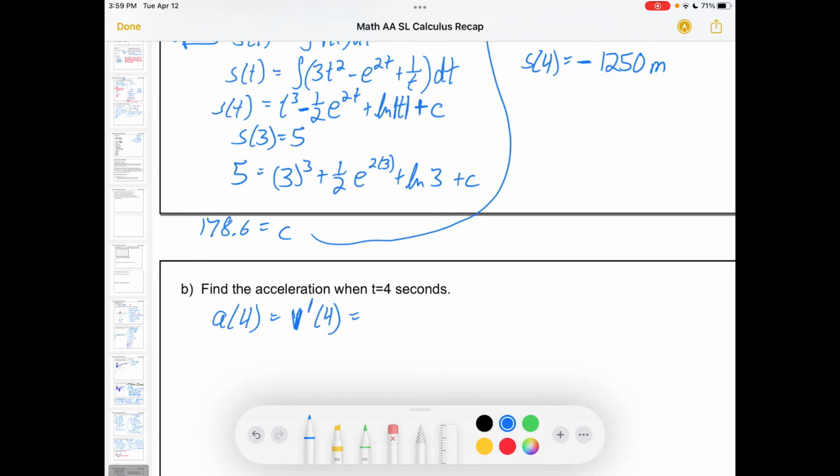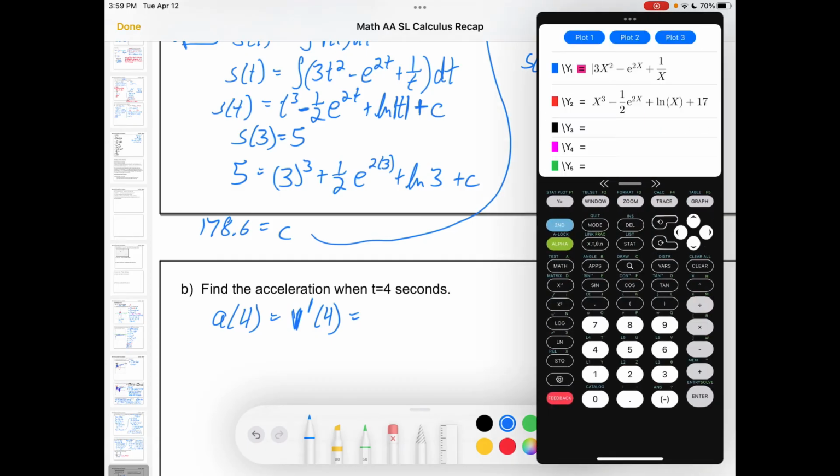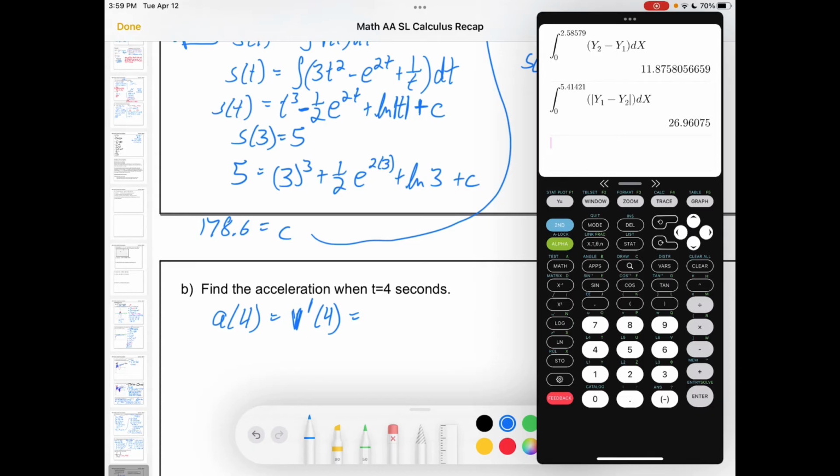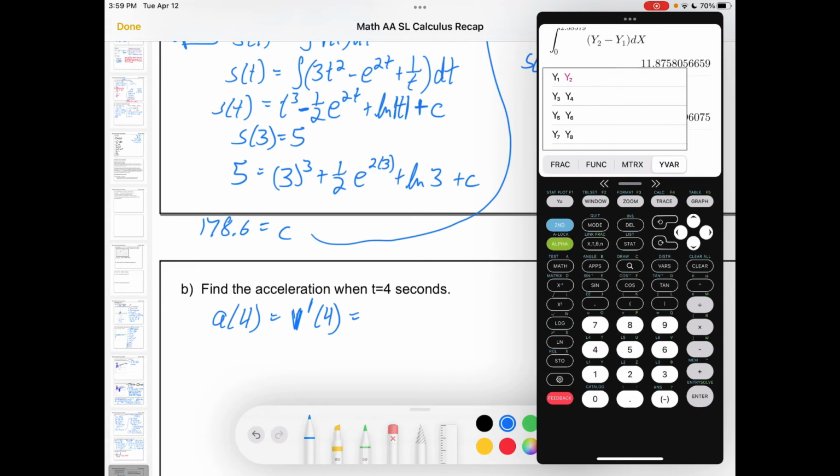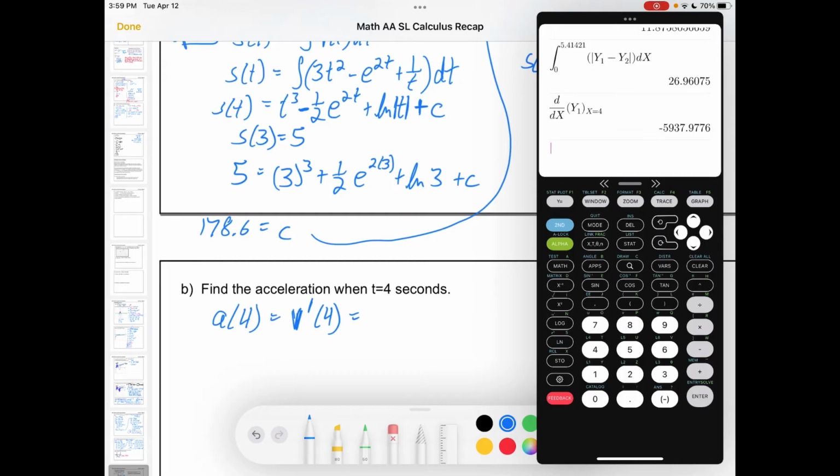So we're looking for v prime at 4. And we can probably use our calculator to find this easily. I put in the velocity function in y1. If I hit either alpha window or math, I can get to nDeriv, the numerical derivative. And I can ask it to find the derivative of alpha trace, so of y1, when x is 4. And it will just work that out for me. It's -59.40 to 3 sig figs meters per second per second.